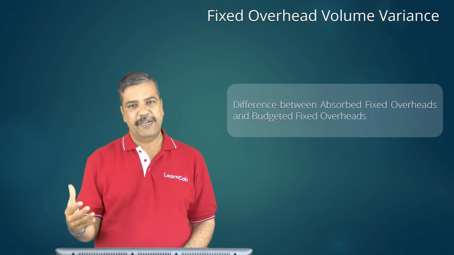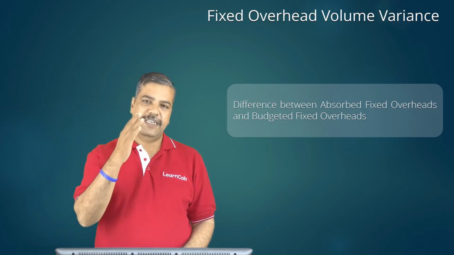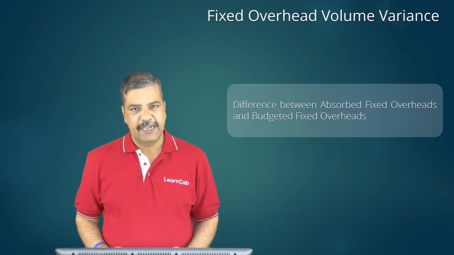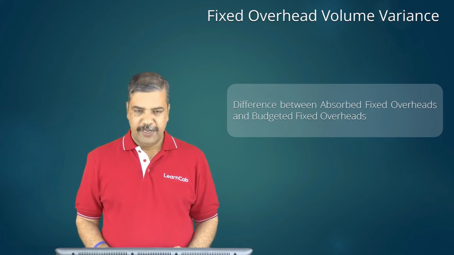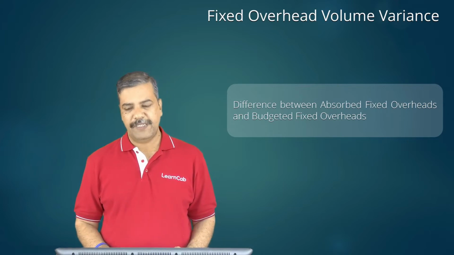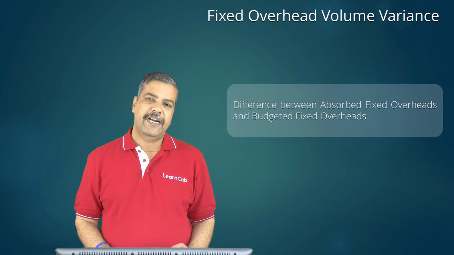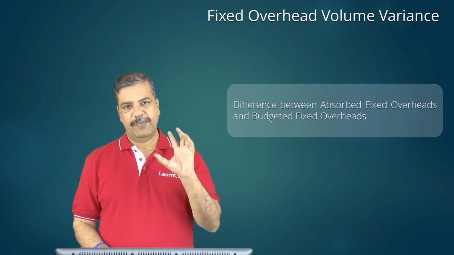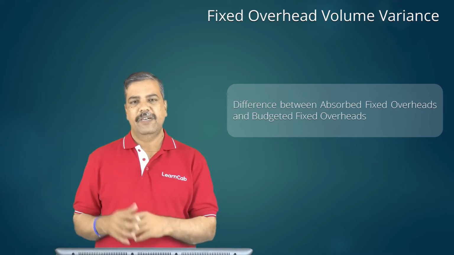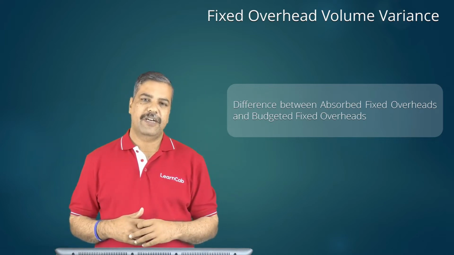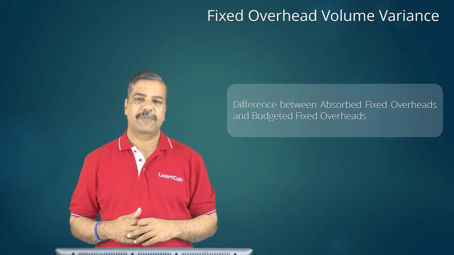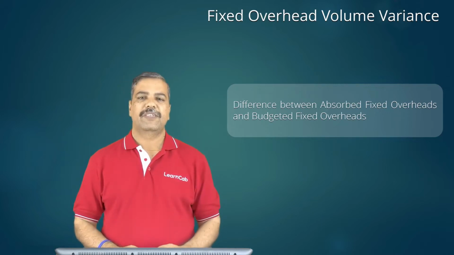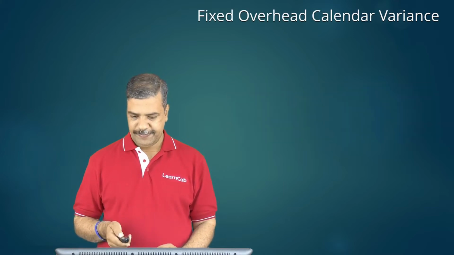So when we compare it with budget, it leads to our volume variance. So what is volume variance? In simple terms, it's the difference between your absorbed fixed overheads and your budgeted fixed overheads. Whatever the budget is, you have prepared already, and what is the absorbed amount as of today for that particular period, that minus this gives you your volume variance.